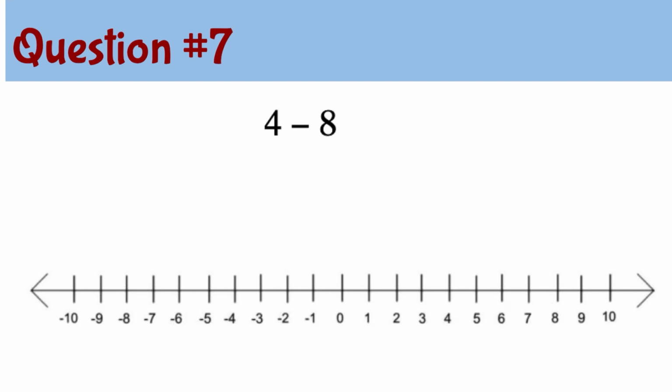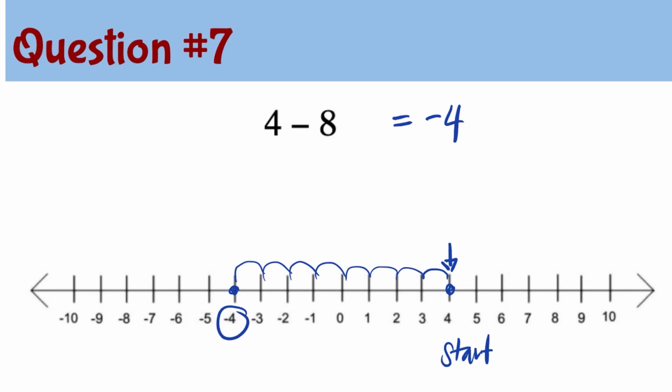Question number 7. 4 minus 8. Here we're starting with 4. And we're subtracting 8. Since we're subtracting 8, this means we're moving to the left 8 units. 1, 2, 3, 4, 5, 6, 7, 8. So this means that the answer for this question is negative 4.